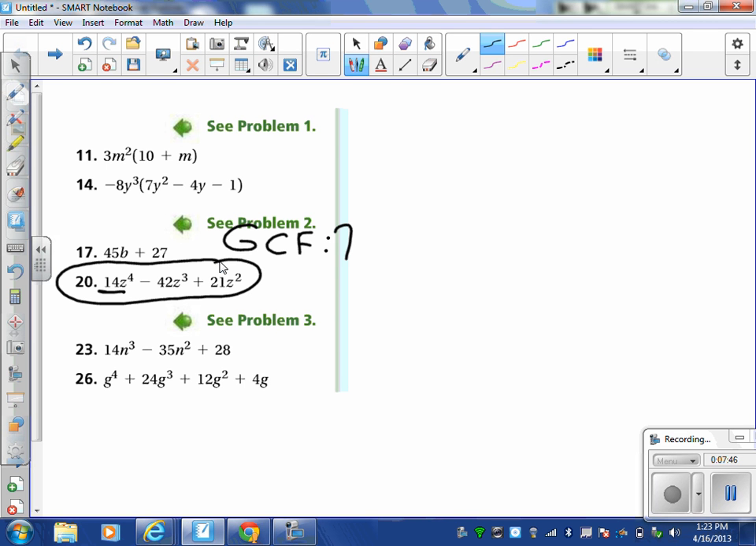Now take a look at the letters. You got a 4, a 3, and a 2. We know there's a z in each one of them, right? So we know the greatest common factor is a z, but what power?